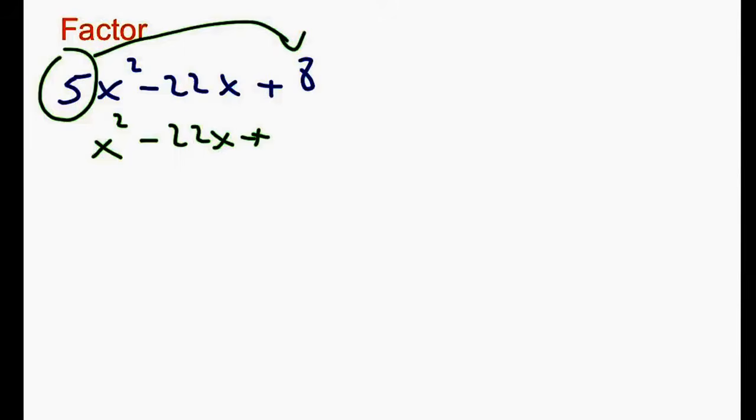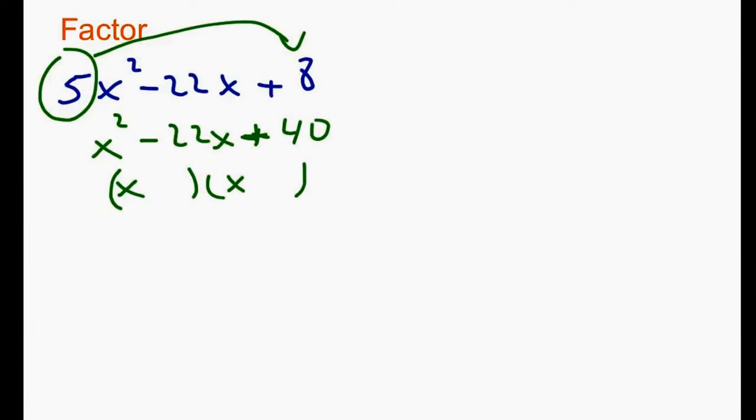Alright. Sliding that 5 over, meaning I'm multiplying it. So the 5's not there. X squared minus 22x. But when I slide it over and multiply it, 5 times 8 is 40. Alright, trinomial. I'm going to factor that.